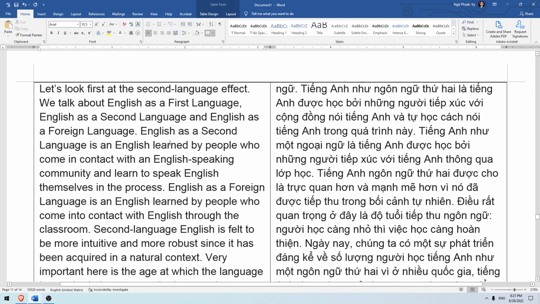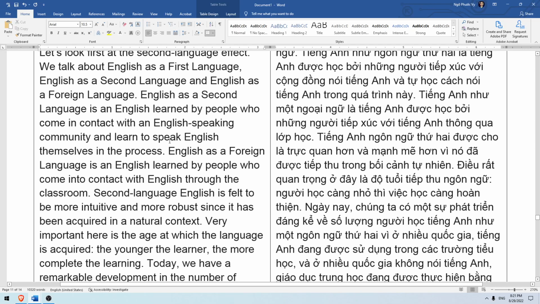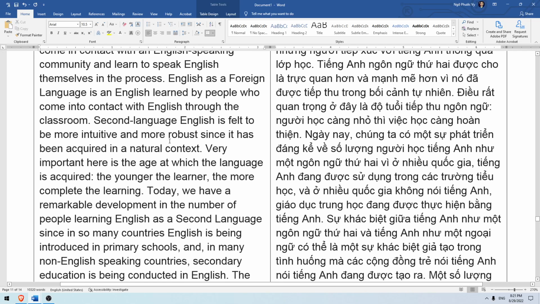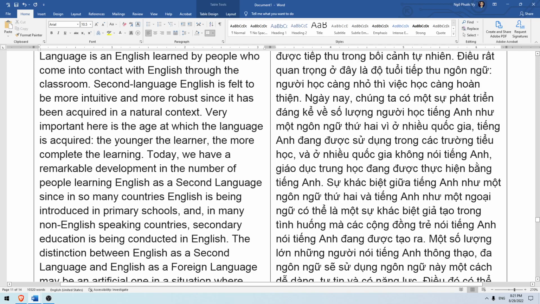We talk about English as a first language, English as a second language, and English as a foreign language. English as a second language is English learned by people who come in contact with an English-speaking community and learn to speak English themselves in the process. English as a foreign language is English learned by people who come into contact with English through the classroom.